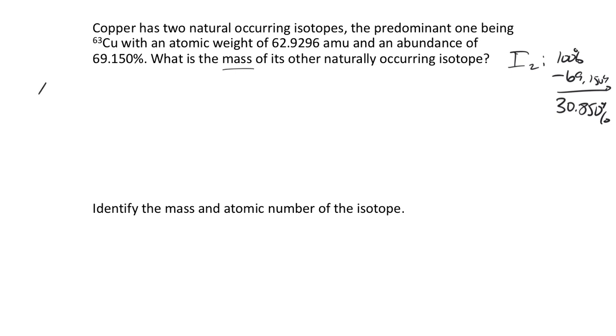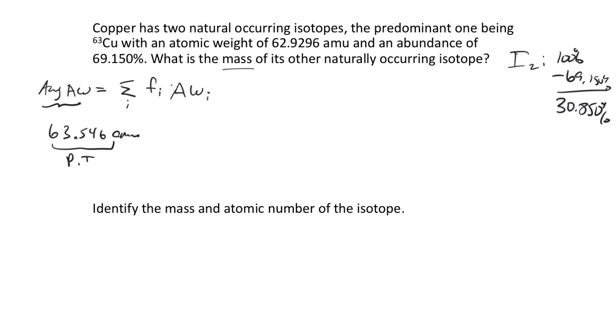And so for any element, we can write its average atomic weight would be equal to the sum over all natural occurring isotopes, the sum of the fraction of a given isotope times the atomic weight of that isotope. And so if we do this for copper, we can look up copper's average atomic weight is 63.546 AMU. Now where did I get this number from? I get this number from the periodic table. It's the average atomic weight for copper.